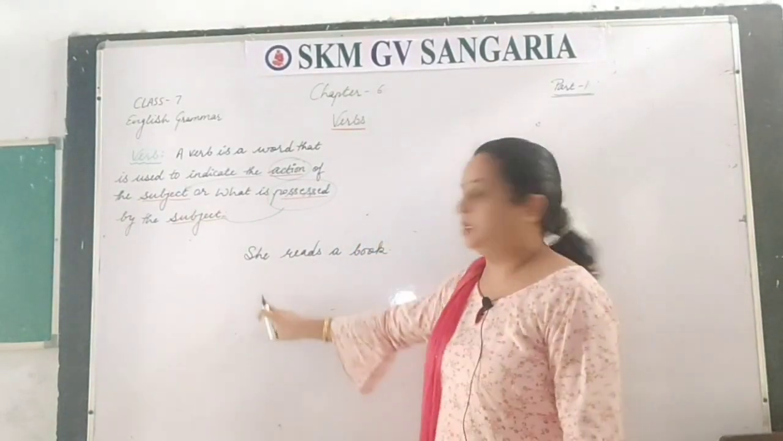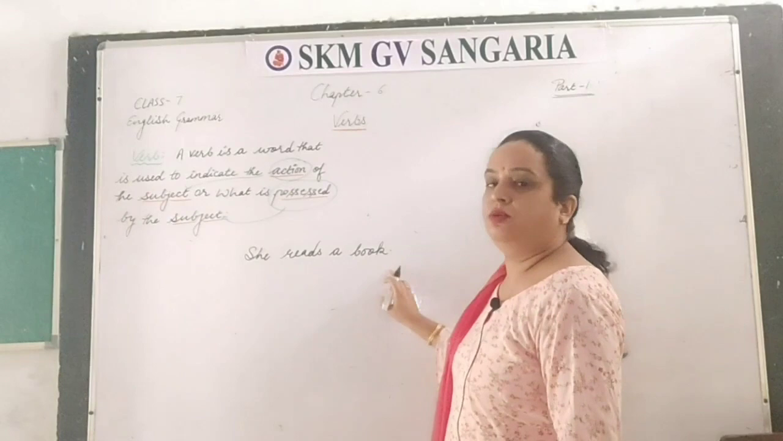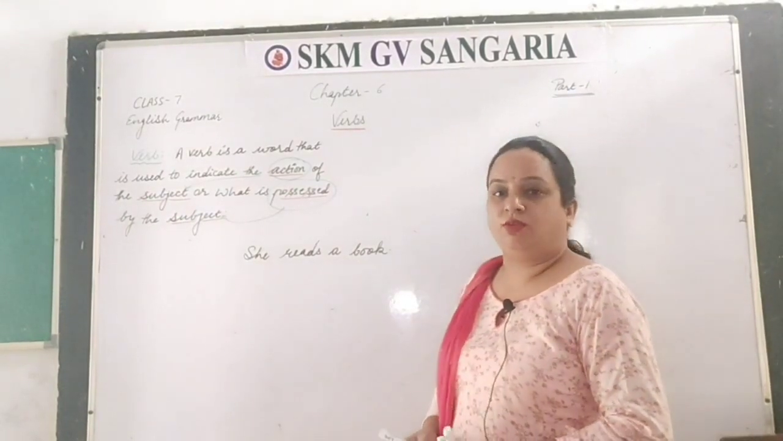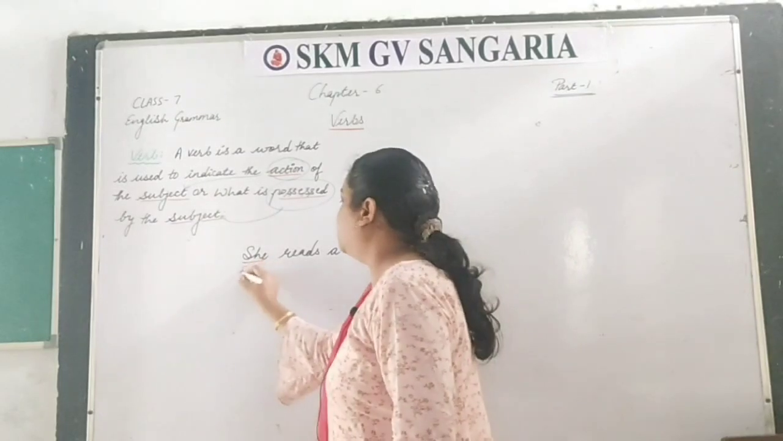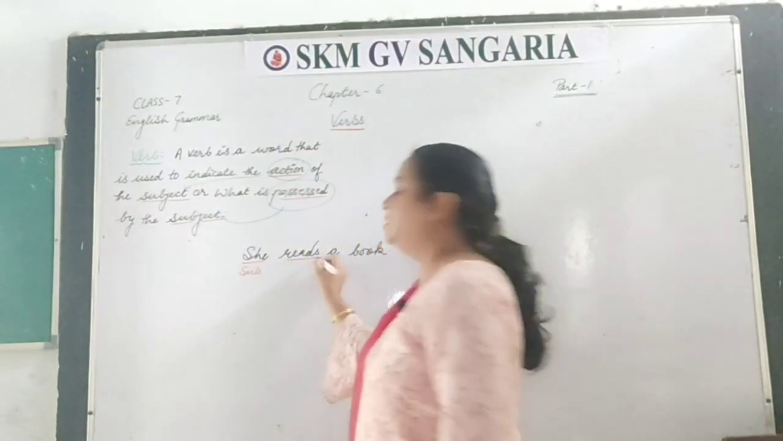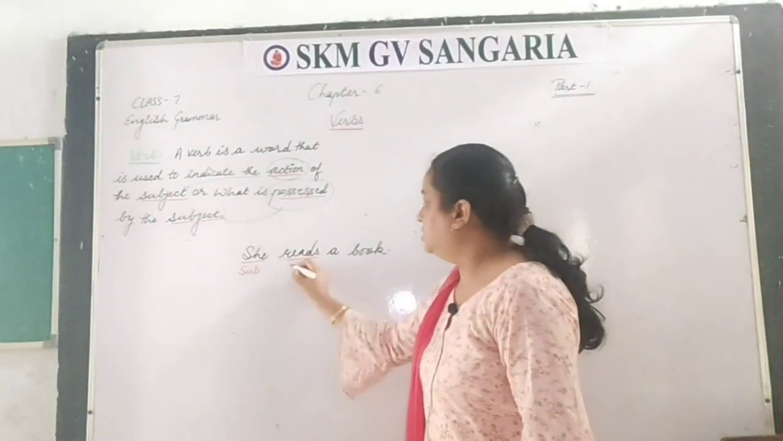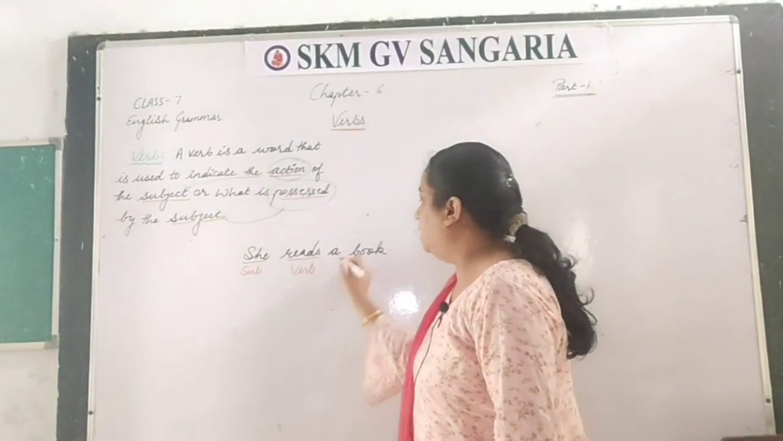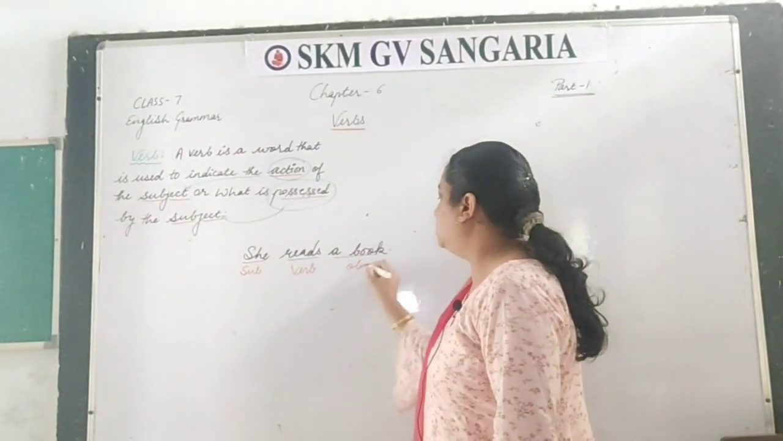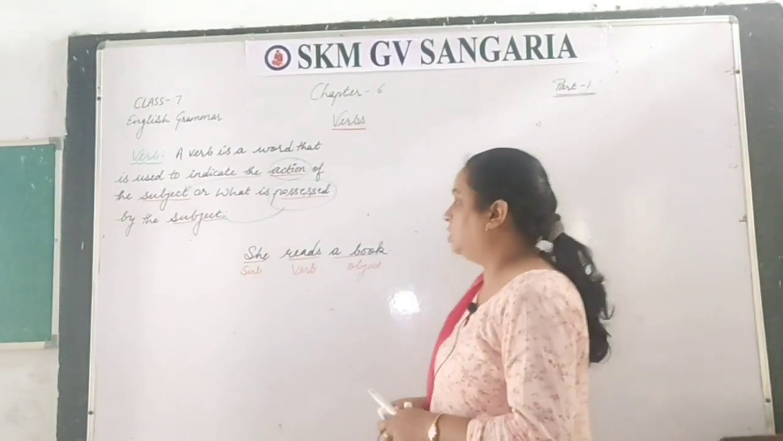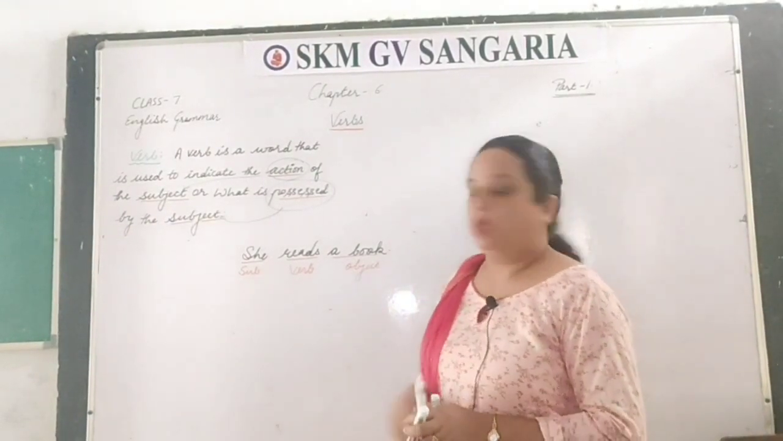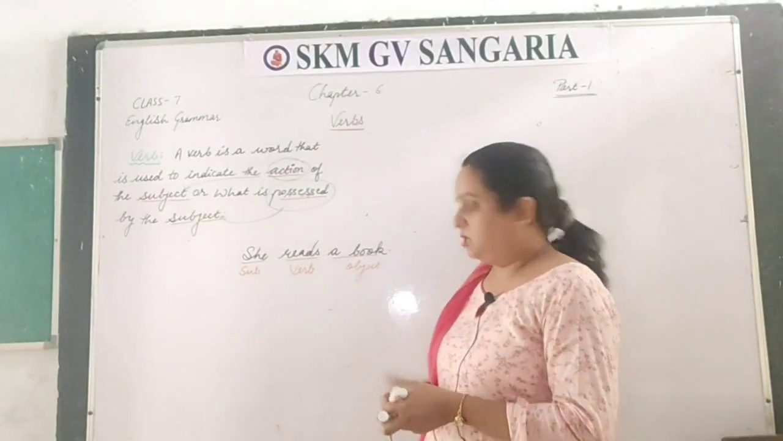In this sentence, she reads a book, which word is the verb here? She is the subject, right? Reads is the verb. And a book is the object. I have told you this many times, what is the subject, what is the verb, and what is the object. Now reads is a verb, that's okay.